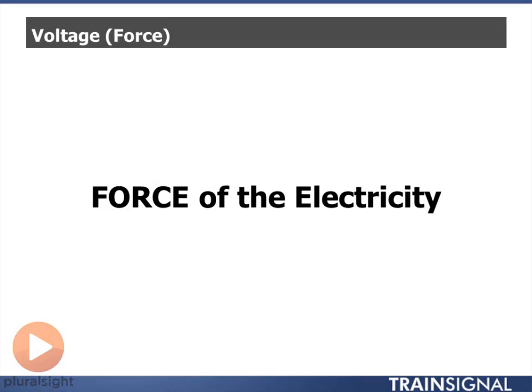So the first term really that I want you to know about is something called voltage, or sometimes we just say volts. Volts have to do with the force of electricity, how powerful, how forceful the electricity is.